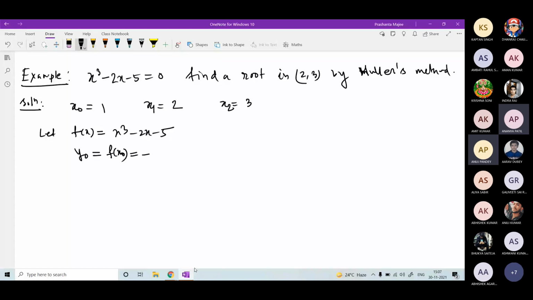How much? Minus 6. So y naught is minus 6. What is y1? Minus 1. And what is y2? 16. So these are the three values. We have chosen the initial guesses, and the corresponding functional values are given by that. So now what you have to do is iteration 1.